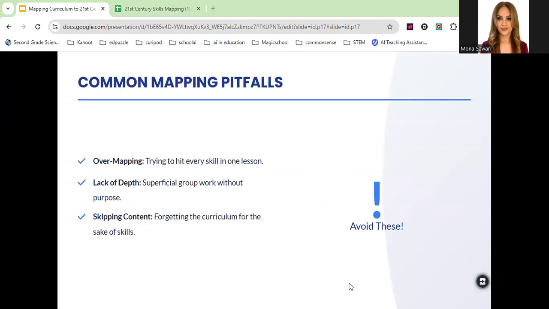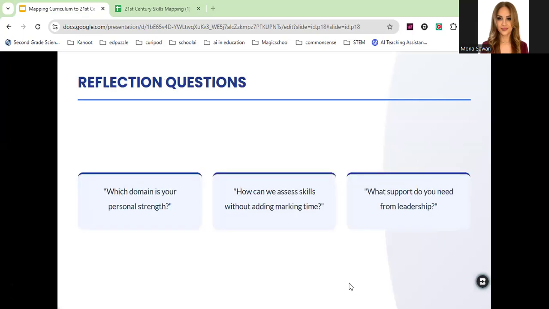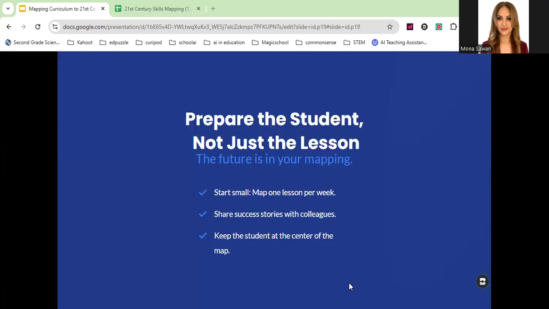So be careful. Do not overload the lesson. Do not create activities without purpose. And do not forget the content. Take a moment to think about your own teaching. What are your strengths? What needs improvement?